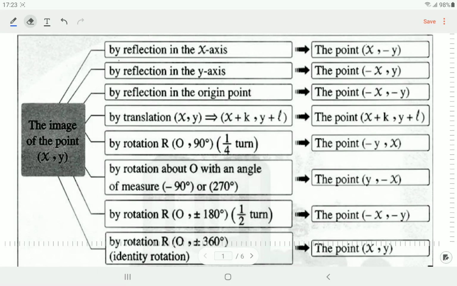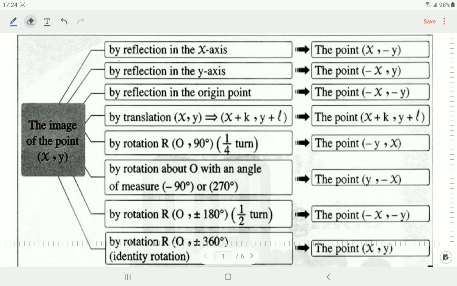It's prep 3. We have here revision, accumulative revision for geometry. Be with me. Let's start. First thing, we will talk about transformation. We have many types of transformation, like reflection, translation, and rotation.